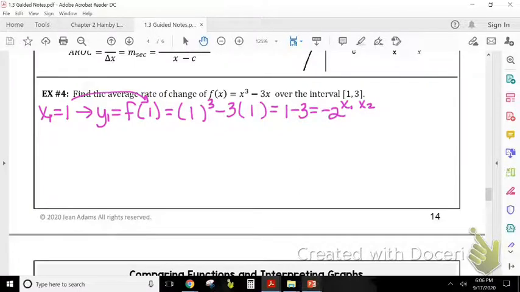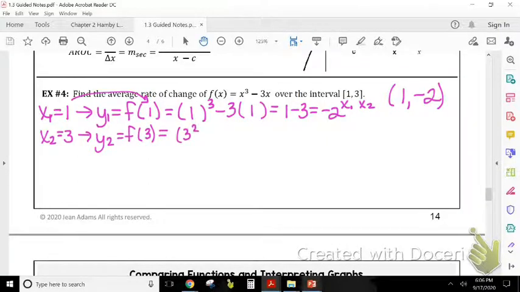And we got negative 2. So I have the ordered pair 1, negative 2. They told me that my end point here, my x2, was 3. So I'm going to find y2 by plugging that 3 into the equation. And I find that y2 is 18. So I also have the ordered pair 3, 18.